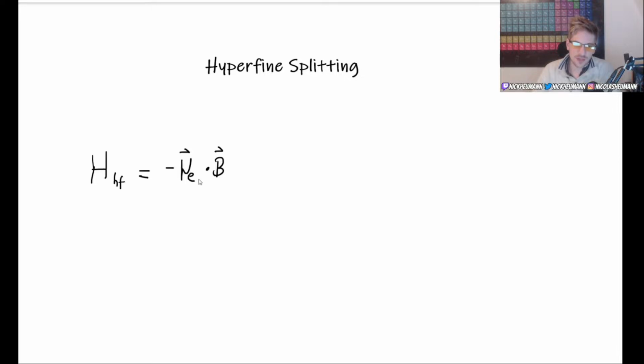Now, both of these things we have already seen, and we even know what the magnetic dipole moment of the electron is. Magnetic dipole moment, oh, that doesn't really look like an e. Let me fix it. This is minus e over m times S_e. If you don't know where this came from, you will have to go back to the video about fine structure, particularly the one for spin-orbit coupling.